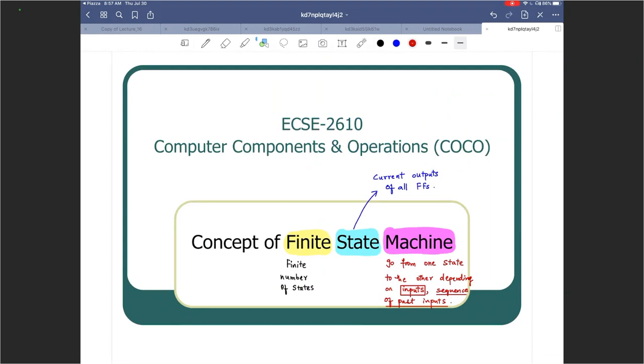So that's the terminology that we are using, finite state machine. Finite, because the number of states we are dealing with is finite. State indicates the outputs of all the flip-flops. Machine is because it's going from one state to the other, depending on inputs and or, well, it cannot simply depend on inputs. It has to have some memory. So it either depends on the sequence of past inputs, or it depends on the sequence of past inputs and the current inputs, the present inputs. So that's your machine.